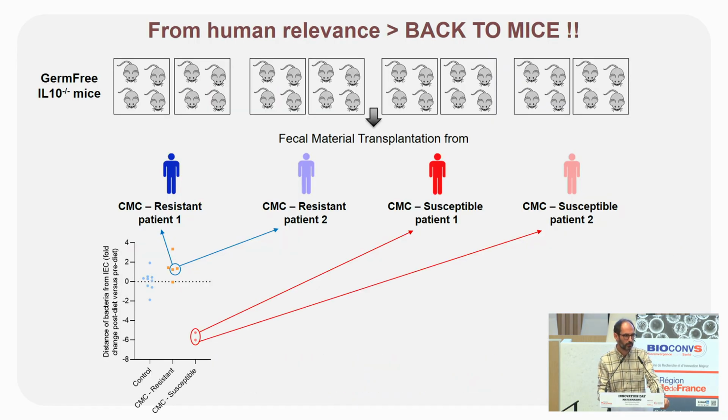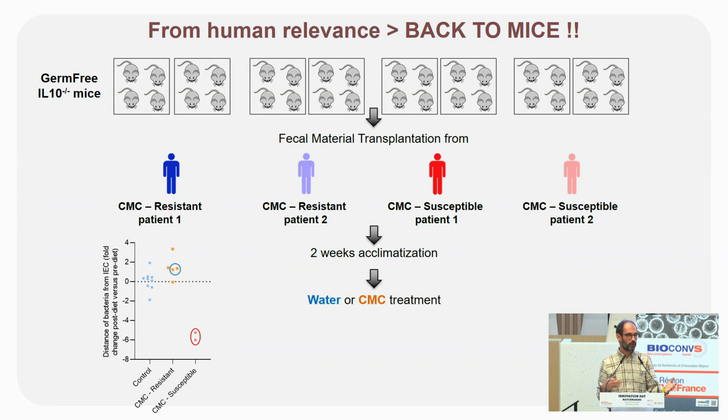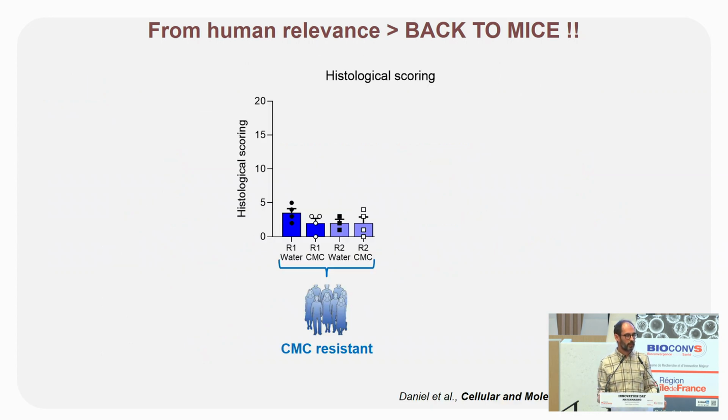So this is something that we wanted to test, and for this, as you can see, we went from mice to the human, and then after the human data, we went back to the mice because we wanted to understand a little bit more the mechanism. And what we did was to colonize a group of mice with the microbiota from either CMC sensitive or CMC resistant individuals. And what we observed after microbiota stabilization and emulsifier treatment is that in those mice that were colonized with a CMC resistant, so an emulsifier resistant microbiota, if you treat them with emulsifiers, there is no inflammation anymore.